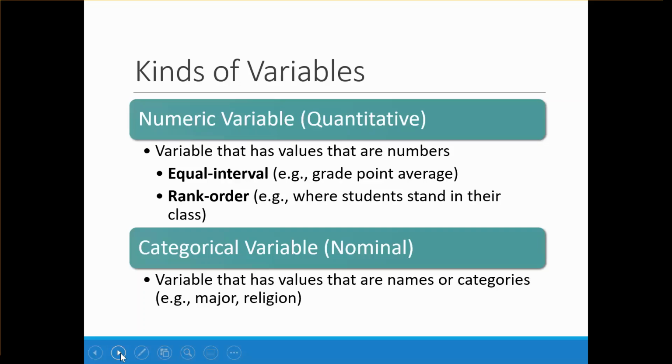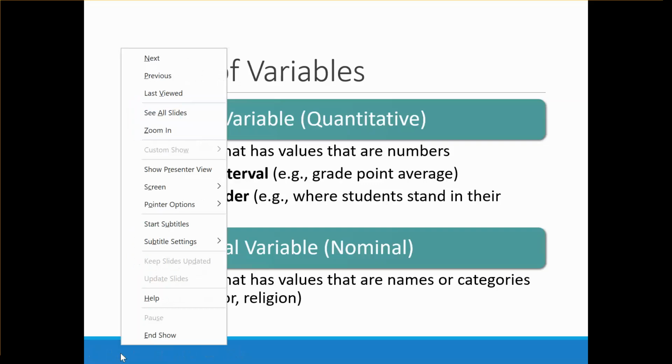Then you have the categorical variables, sometimes called qualitative variables. That won't be on the test, but they're variables that have values that are names or categories. So what is your college major, or your religion, gender, that kind of thing.